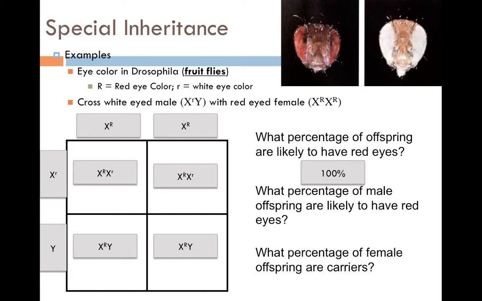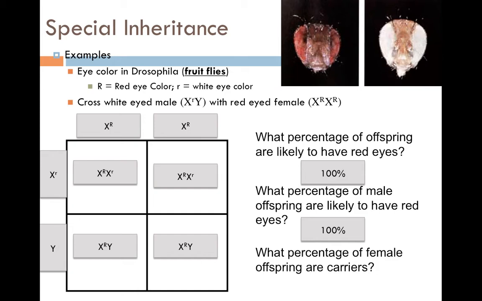What percentage of male offspring are likely to have red eyes? So in that, we're going to actually ignore these 2 boxes right here. You're going to ignore the females. So it's not out of 4 anymore. It's only going to be out of 2. So if I just look at the males, only the X and the Y, what percentage of male offspring are likely to have red eyes? This one is easy because it's 100%, because both of those males are the same.